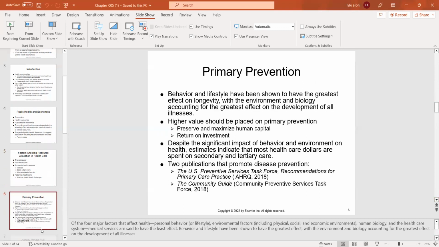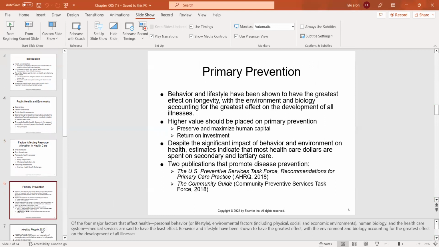When we take a look at primary prevention, there are 4 major factors that affect health: personal behavior and lifestyle, environmental factors, human biology, and the healthcare system. Medical services are said to have the least effect. Behavior and lifestyle have been shown to have the greatest effect, with our environment and our biology helping out there.